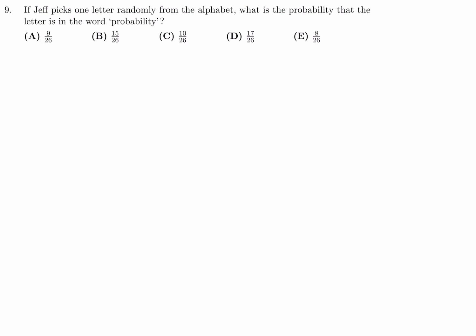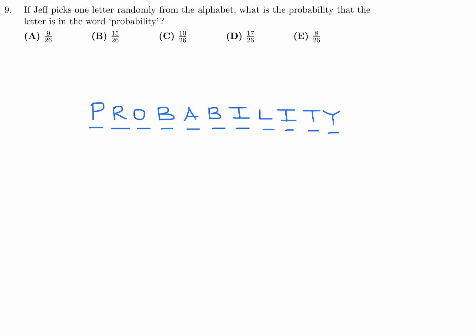Jeff picks one letter randomly from the alphabet. What is the probability that the letter is in the word probability? We have to look at this word, and then figure out the probability that one letter is going to be in this word. First of all, we count the number of letters: 1, 2, 3, 4, 5, 6, 7, 8, 9, 10, 11. And then how many letters are in the alphabet? 26, right? So 11 over 26 is the answer.